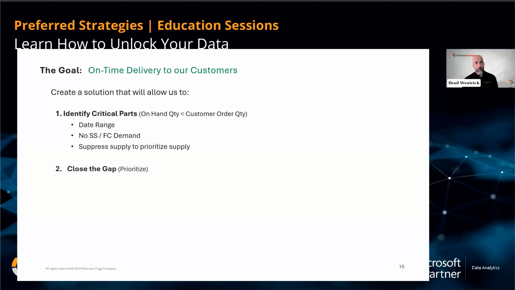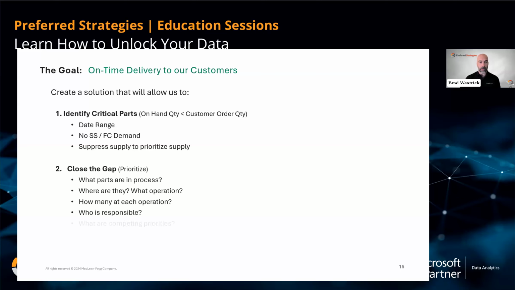The next thing we needed this solution to do was allow us to close that gap and help us to do that prioritization. So we needed to know what parts are in the process and where are they at, what operation, and then how many are at each operation. And if we can prioritize that, then we need to be able to go to each of those work centers, find out who's responsible, and help them prioritize and have visibility to really where do we have the critical parts, what are the critical parts, which are the priorities. Outside of FIFO, they need to have a way of saying these are the three that we really need to prioritize over the rest.